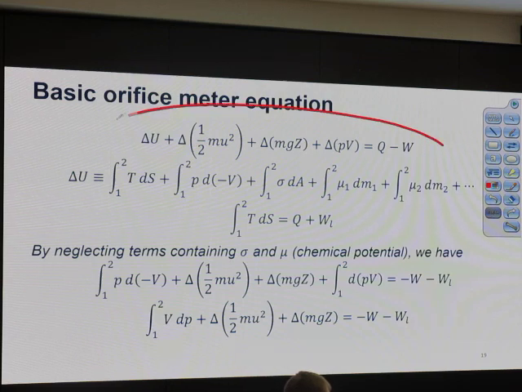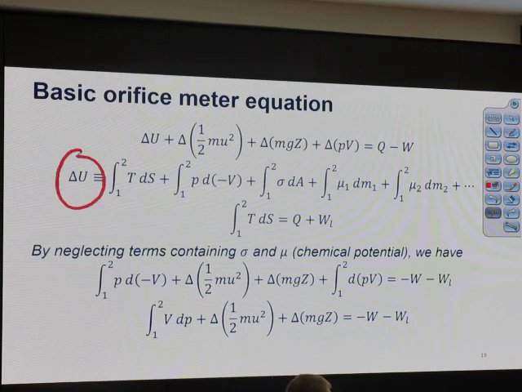Okay, we start with the thermodynamic law for the case of pseudo-steady state. We have the equation for capital U. What is capital U? Colin, what is capital U over there? Entropy. Okay, next, what's your name, sir? Christian with a K. Okay, what is that delta U?